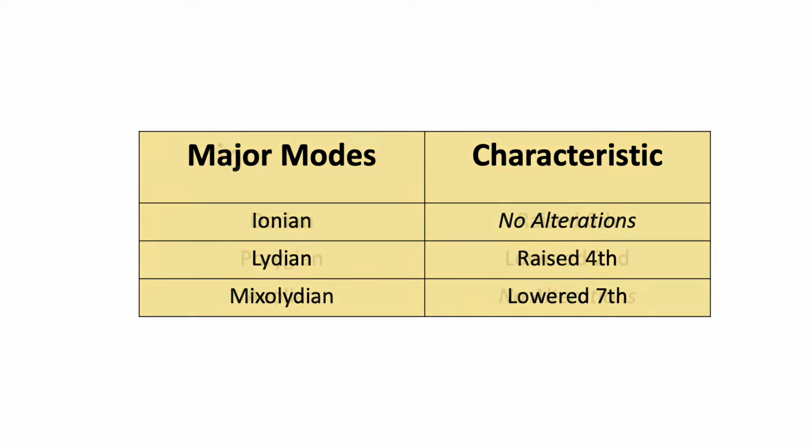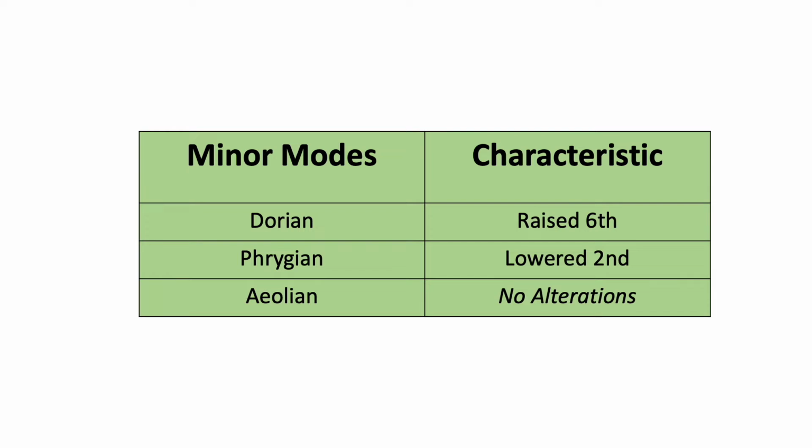With minor modes, it's pretty much the same thing. So with Dorian, it's very similar to a minor mode. You just have to change or raise the sixth scale degree. Once you sharp that, then it becomes Dorian mode. Phrygian, you lower the second scale degree, and Aeolian is exactly like the natural minor.